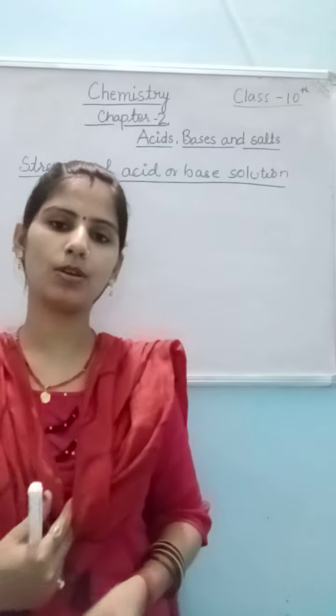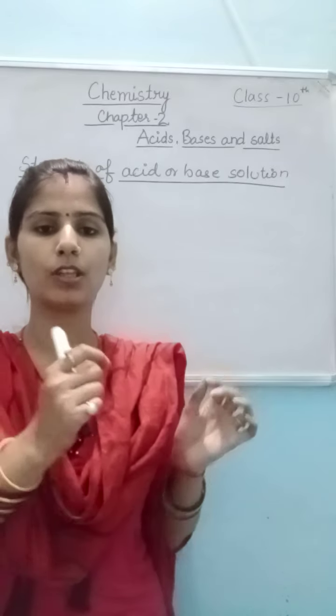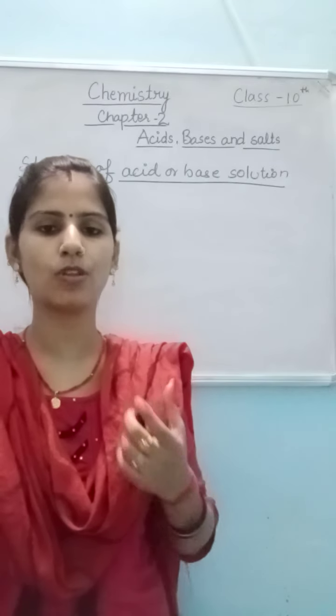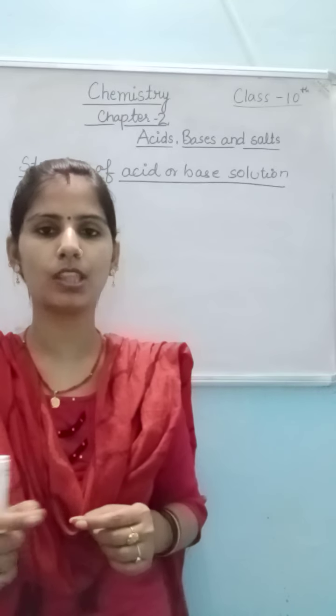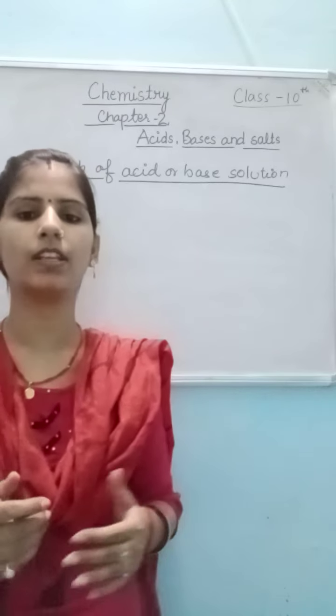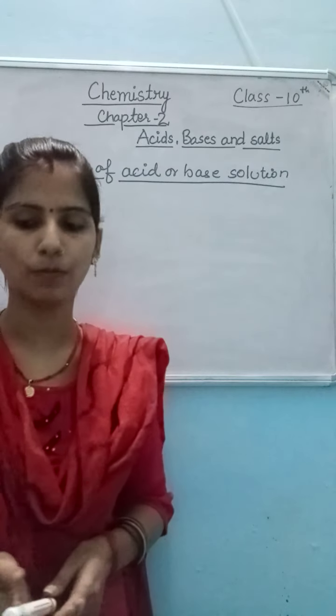It starts from 0 and ends at 14. It means 0.1 to 6.9 shows the acidic character of the solution, and 7.1 to 14 shows the basic character of the solution, and 7 is neutral, which is the pH value of water.